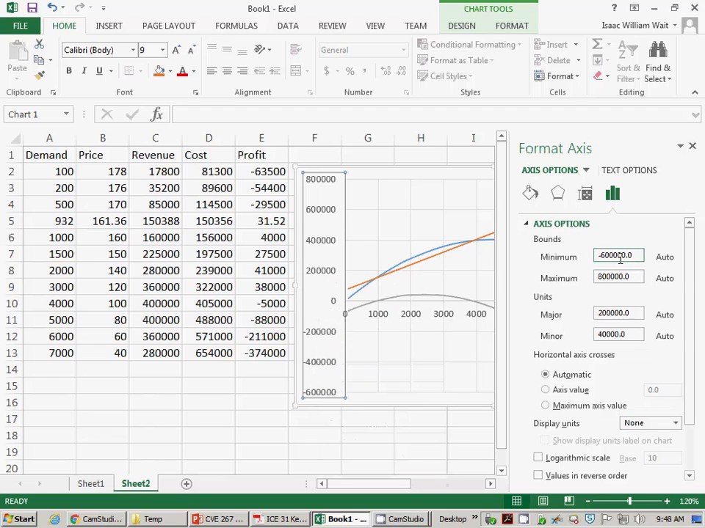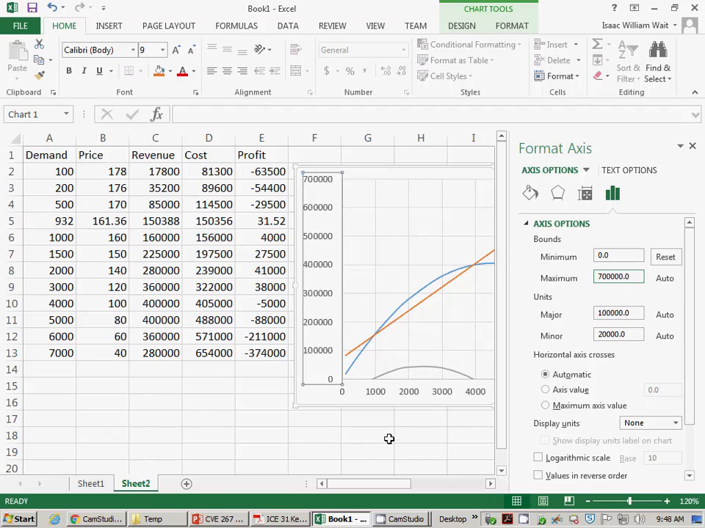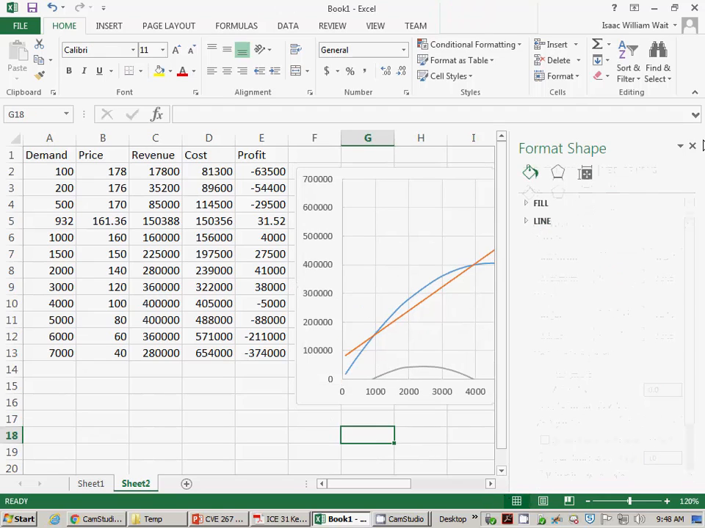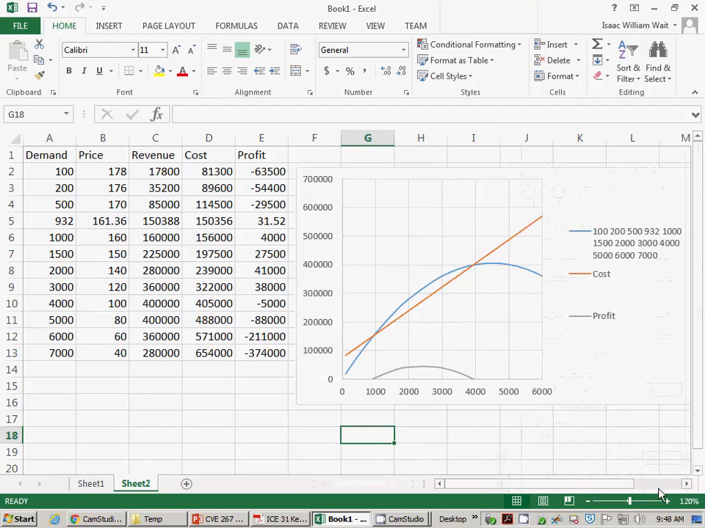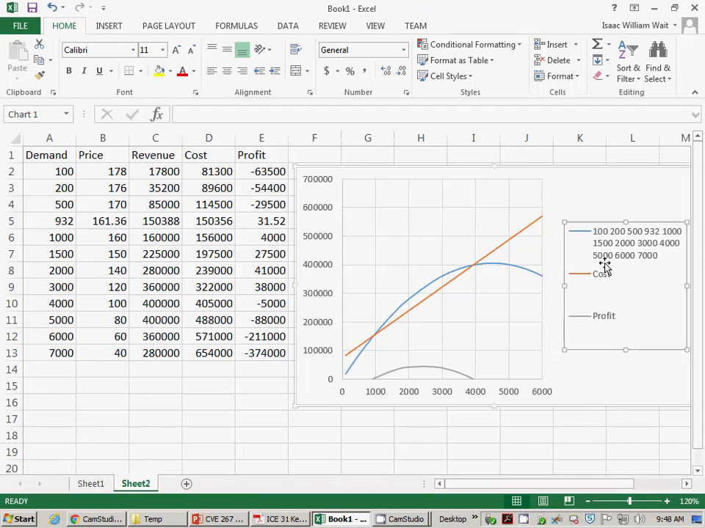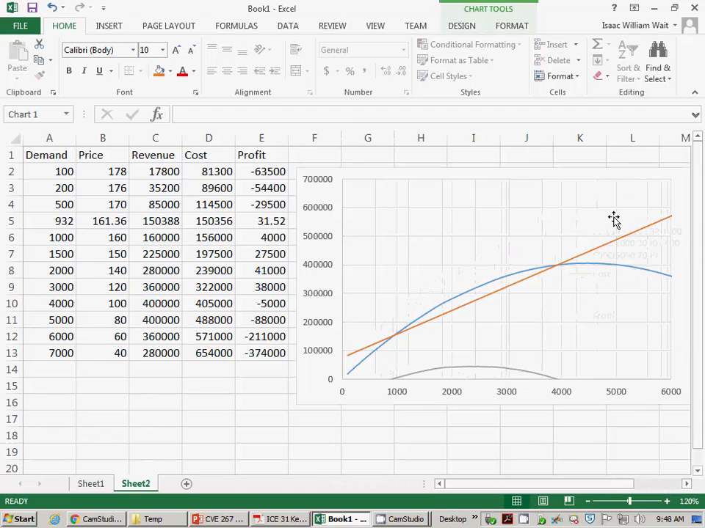So this is the sort of thing we're going to do when we get back together in the lab next time. All right, now here we have a good curve. All right, so here, the orange line is costs, the blue line is revenue, and the gray line is the profit.